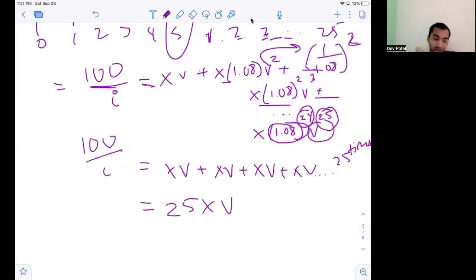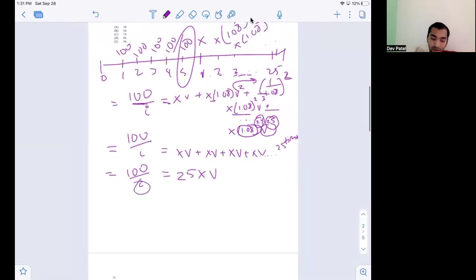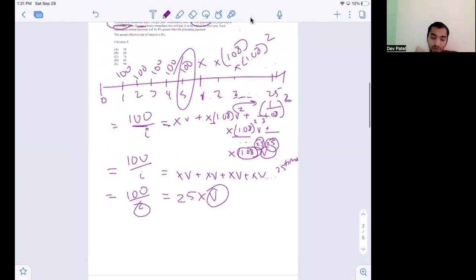And so our 100 over i is over here. Now we have all of the things that we know. i is 0.08, and v is 1 over 1.08.